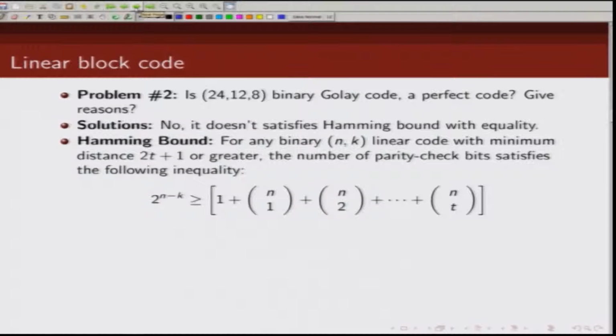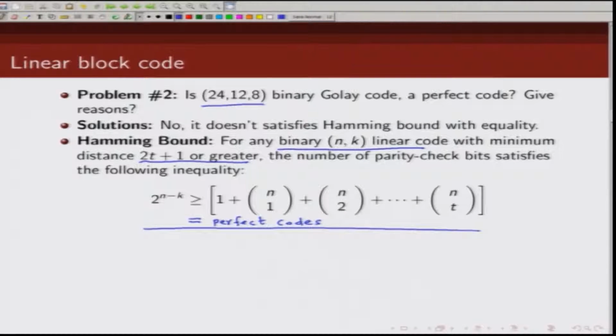So, what does the Hamming bound say? If you have a binary (n, k) code whose minimum distance is 2t+1 or greater, then the number of parity check bits must satisfy this constraint, and codes that satisfy this inequality with equality are known as perfect codes. So, we will have to check whether this (24, 12, 8) Golay code satisfies this Hamming bound with equality.